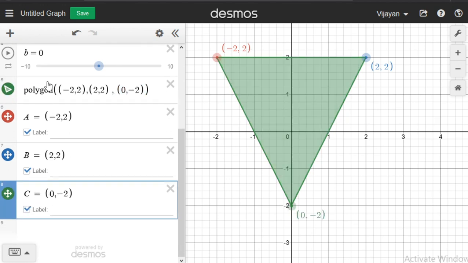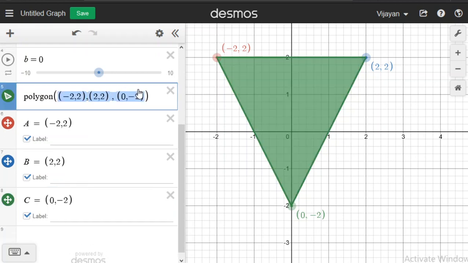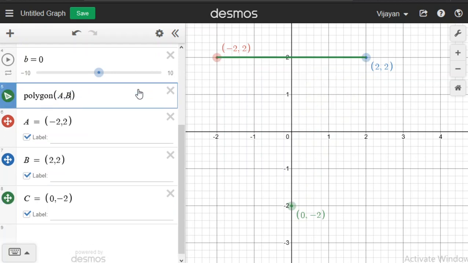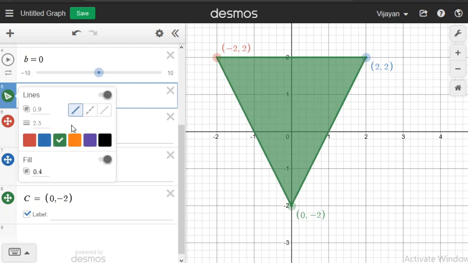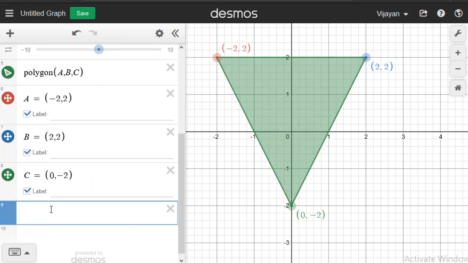And instead of writing polygon like this, I can also write capital A comma capital B comma capital C. That also will do the work. So this is how a polygon can be made. Also we can make the polygon by using the data features.